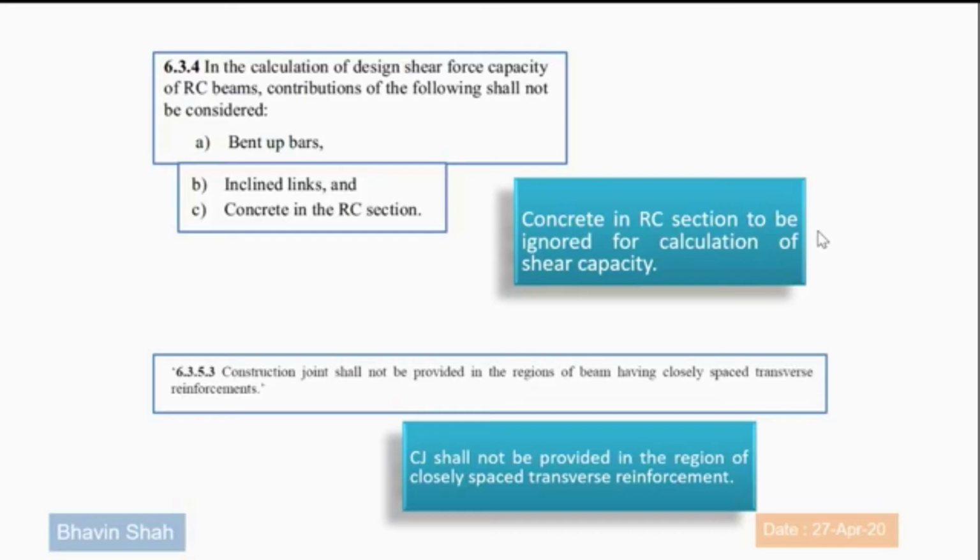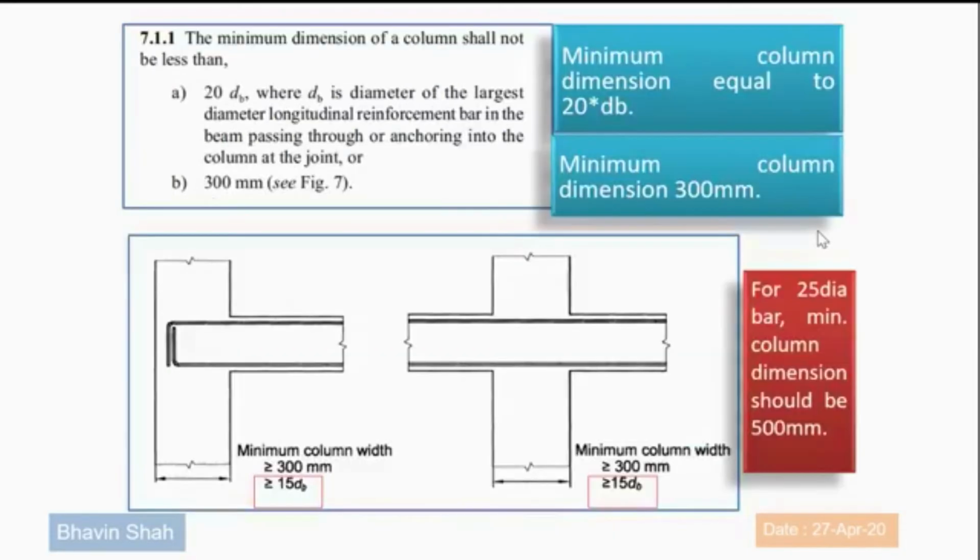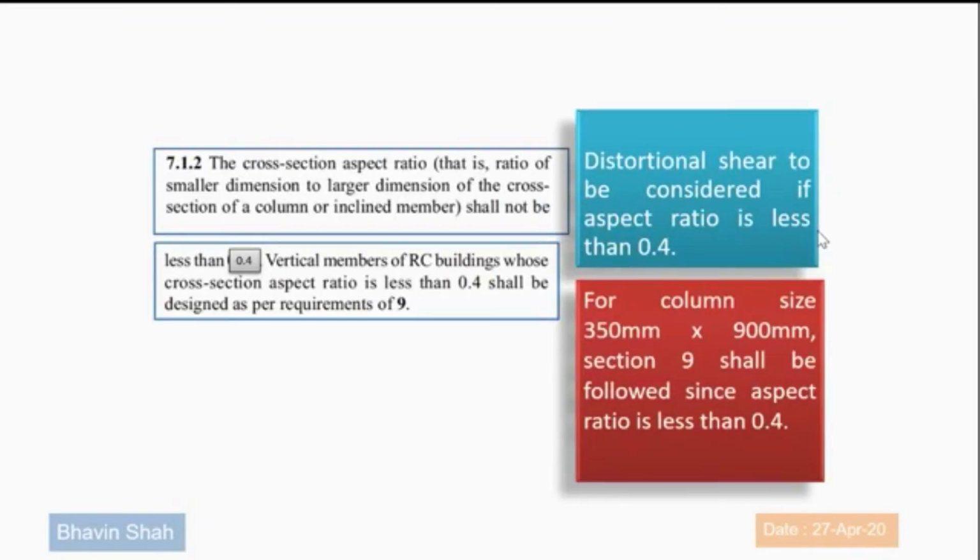This is what is mentioned in clauses 6.3.4 as well as 6.3.5.3, which say that the concrete in the RC section is to be ignored for calculation of shear capacity. In clause 7.1.1, the 20 dB criteria is mentioned, and in the amendment it is now revised as 20 dB and the figure is corrected. If my cross section has a certain aspect ratio, for example a 350 mm by 900 mm column, then I need to consider the distortional shear as per this clause.